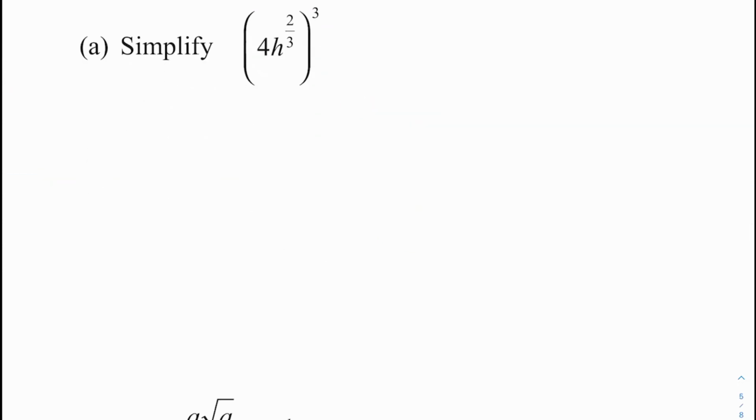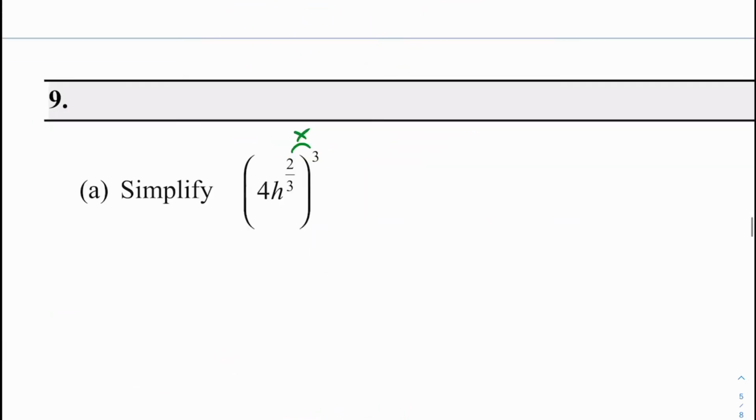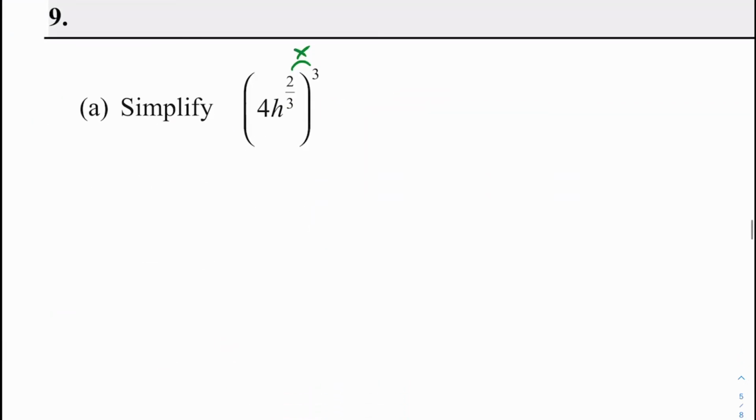Next question, we need to simplify this expression here. So again, same rule, we just need to multiply our two powers together. But there's a key thing to notice here. In all the other expressions, there hasn't been a number in front of a part of algebra. So when there's actually a number in front of our base, the base being h in this case, we have to also cube the number 4.